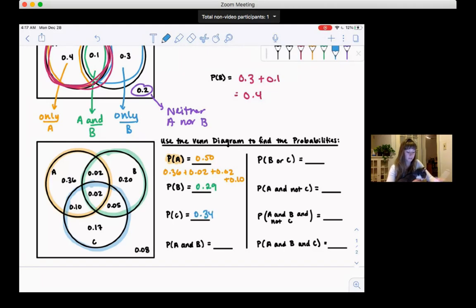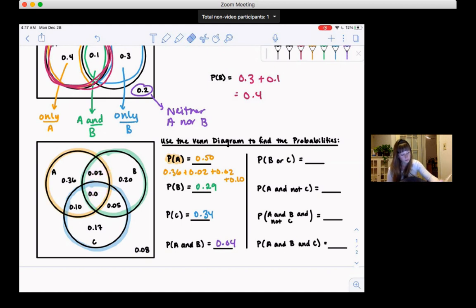Now for the others, we're going to look at some subsections. So A and B. A and B both happen here. Let's highlight it actually. That happens here and it happens there. Those are both places where both A and B happen. This is only A and B, and this would be A, B, and C. So this would be 0.02 plus 0.02, which is 0.04.